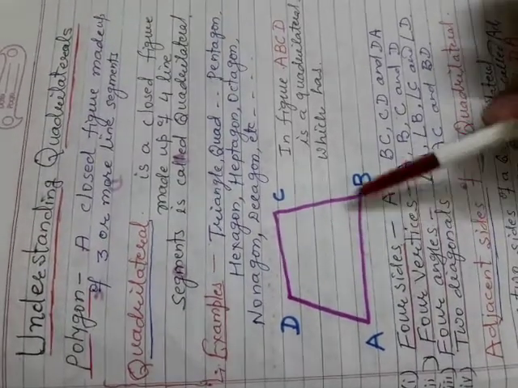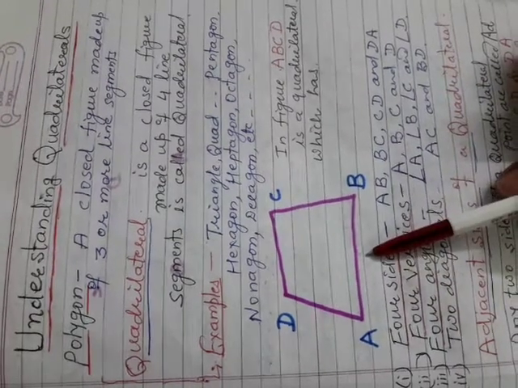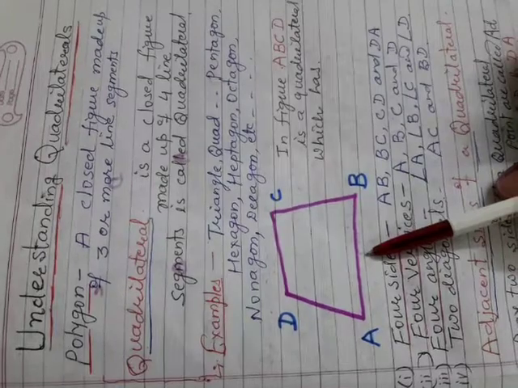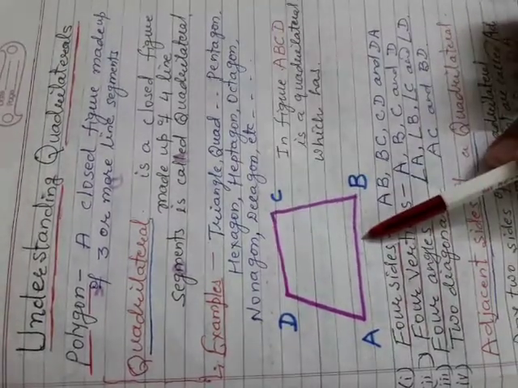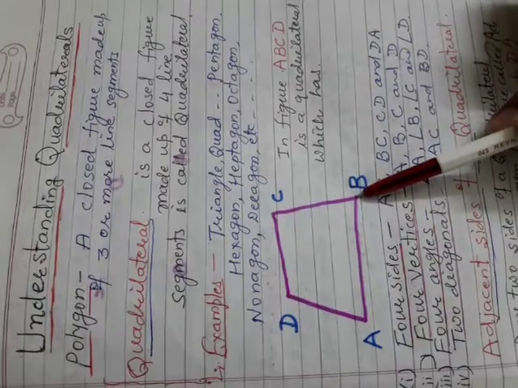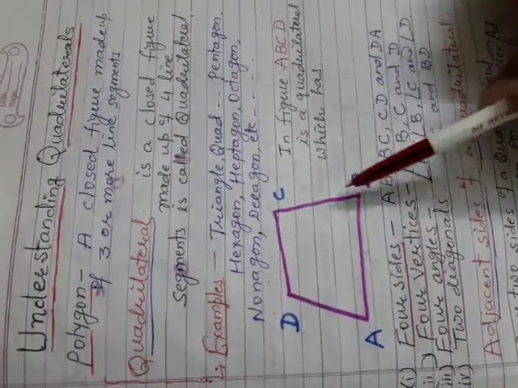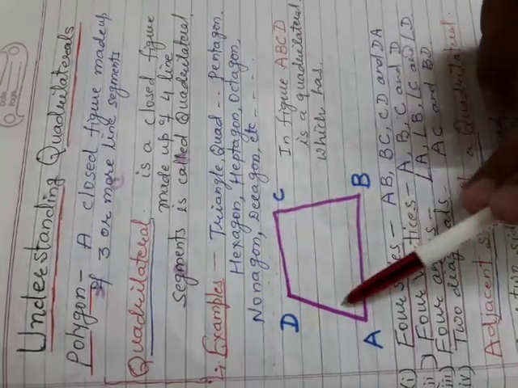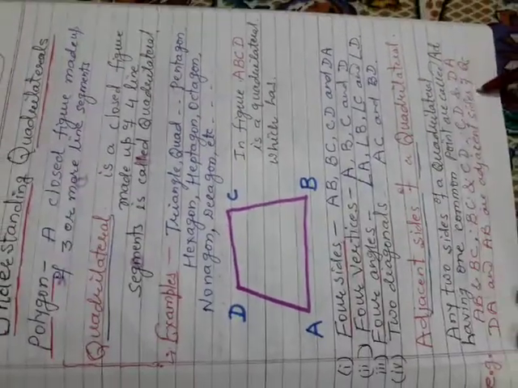We have the adjacent sides. Adjacent simply means neighbors. AB and BC are two adjacent sides which have one common vertex. So AB, BC. End with BC, start with BC and CD. CD and DA. DA and AB are the four adjacent sides.